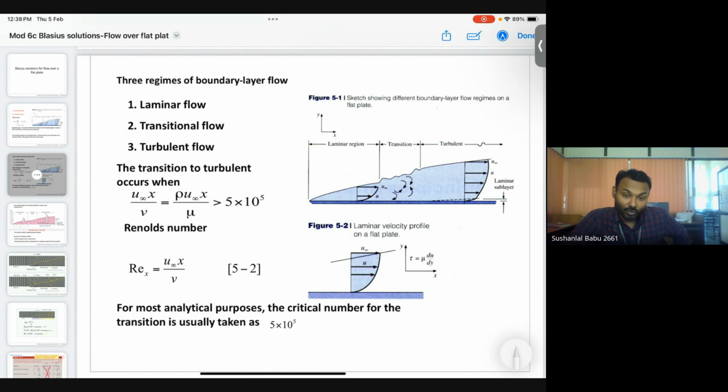That depends upon the free stream velocity, distance from the leading edge, and the dynamic viscosity or kinematic viscosity. Accordingly, the value will be different, and the formula will be different. So for most analytical purposes, the critical Reynolds number for the transition is equal to 0.5 into 10 power 6. Right? From that onwards, the flow will be turbulent.